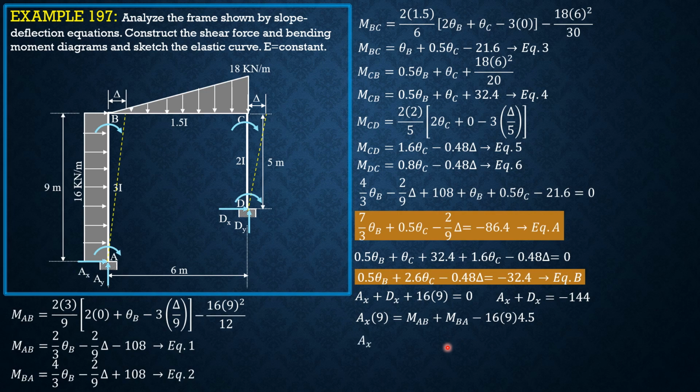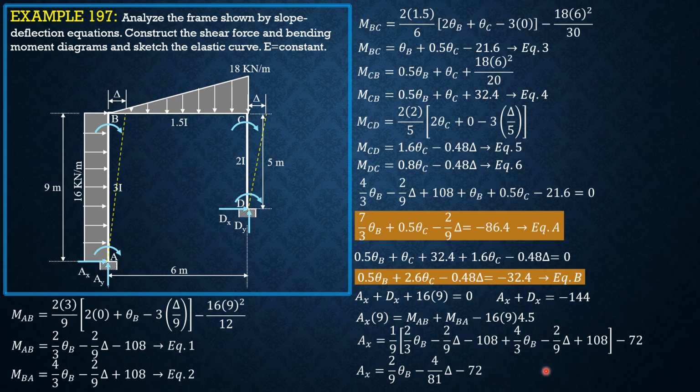Dividing everything by 9, so Ax equals 1 over 9 of MAB plus MBA, where MAB is 2 thirds theta B minus 2 over 9 delta minus 108, and MBA is 4 thirds theta B minus 2 over 9 delta plus 108 minus 72. So simplifying, Ax equals 2 over 9 of theta B minus 4 over 81 delta minus 72. Then let's have this on the next slide.